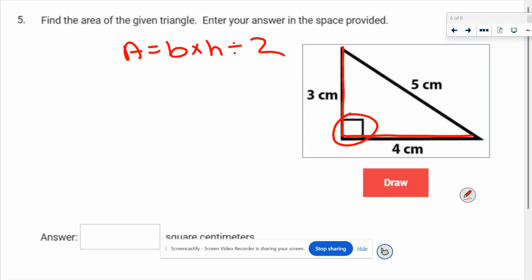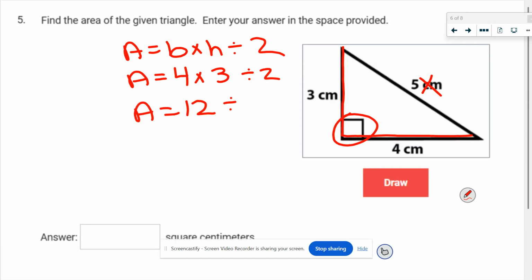Our base on the bottom is 4. Our height is 3. Divided by 2. 5 is our distractor. We don't need the slanty side. We only need the sides that make the right angle. All right, 4 times 3 is 12. 12 divided by 2 gives us 6 square centimeters.